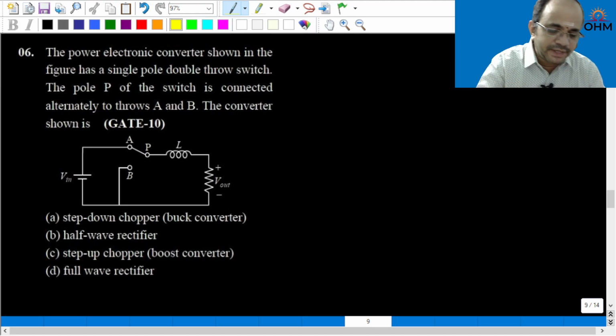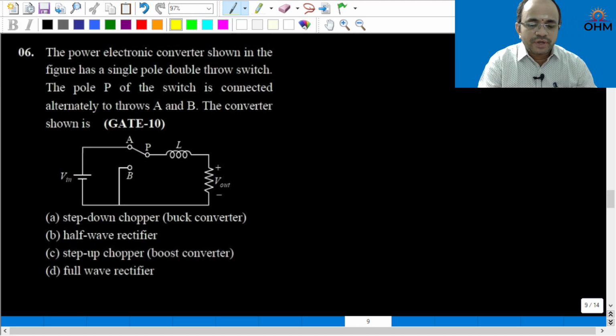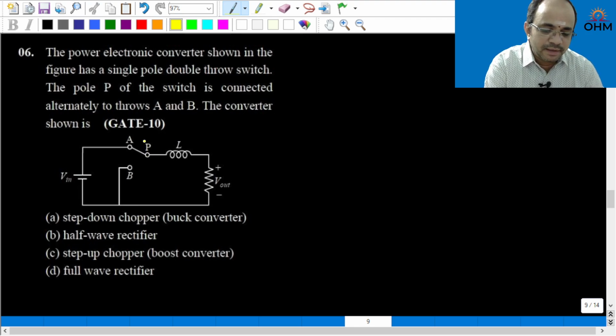Okay. Now let us read the question. The power electronic converter shown in the figure has a single pole double throw switch. The pole P of the switch is connected alternately to throws A and B. The converter shown in the figure is.